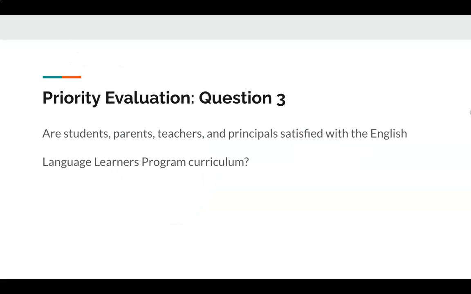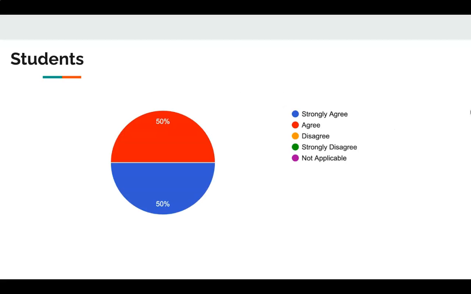Now moving on to priority evaluation question 3. This one is, are students, parents, teachers, and principals satisfied with the English language learners program curriculum? And that means, are they happy with what's going on within the program in regards to curriculum? Students responded either agree or strongly agree that they felt like it was beneficial to them, what they were doing in their classes.